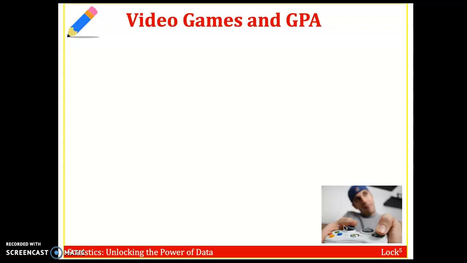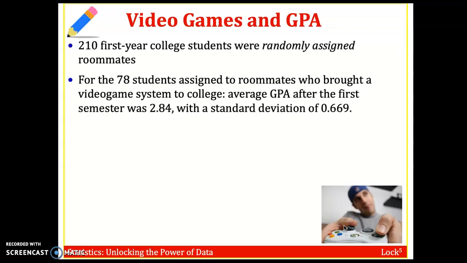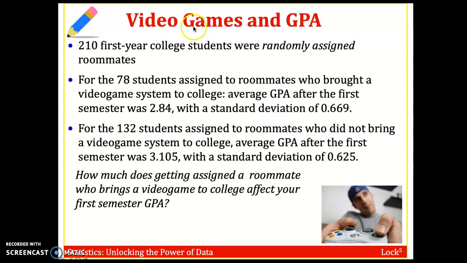In the last video, we were looking at a confidence interval example. We're looking at 210 total first-year college students, where 78 were assigned to a room with a roommate who had a video game system. And after the first semester, we got an average GPA with standard deviation. And then the other part of that sample, 132 students were assigned to roommates who did not have a video game system. Slightly higher average GPA with the standard deviation. So we were starting to go through how to calculate a 90% confidence interval.